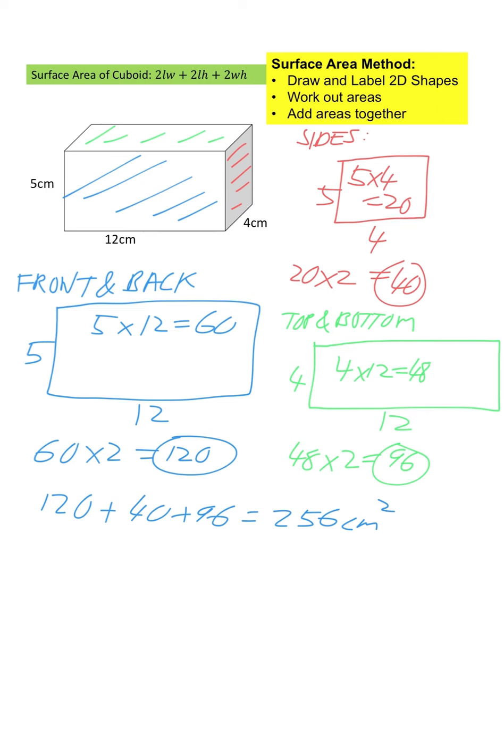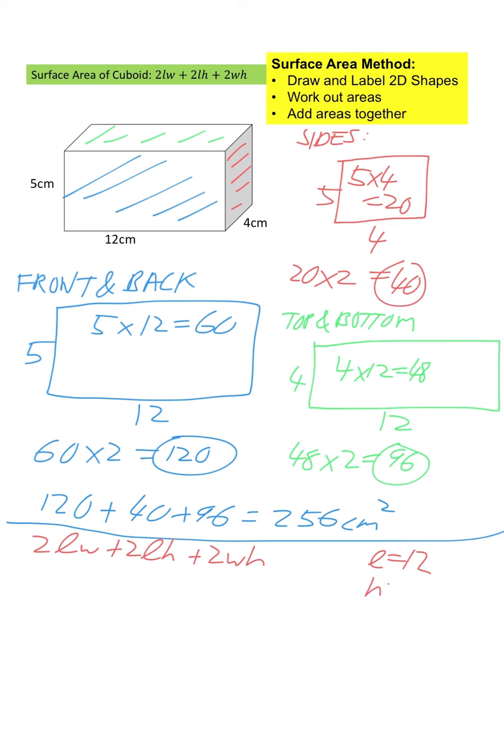Now we can also use the formula, and now this formula will only work for cuboids. So we have 2 times length by width plus 2 by length times height plus 2 by width times height. And our length is 12, our height is 5, and our width is 4. So we're going to have 2 times 12 times 4 plus 2 times 12 times 5 plus 2 times 4 times 5.